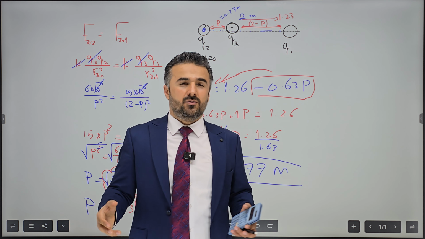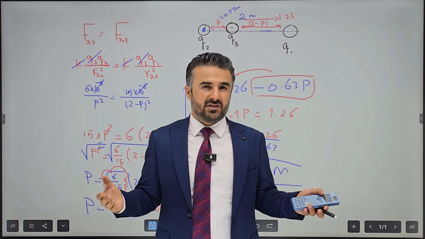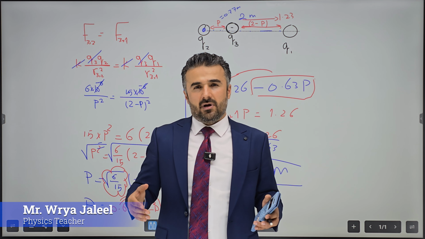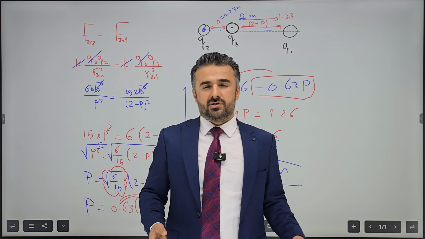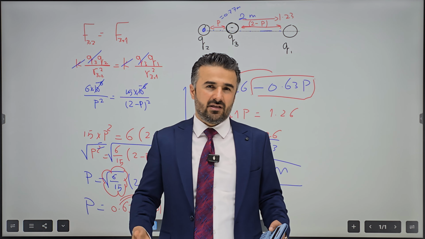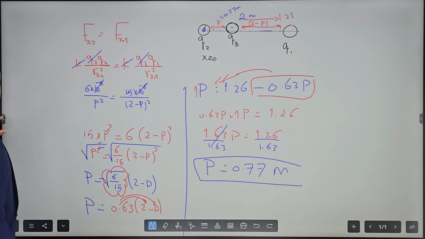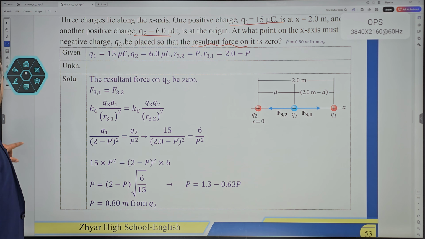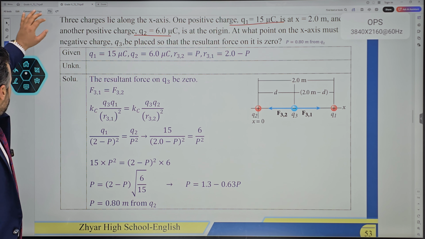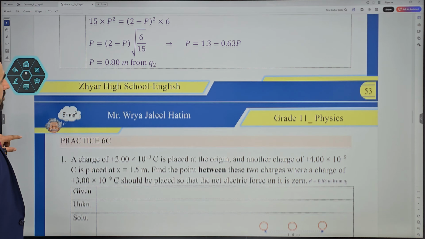When you do the second step, just write that these two forces are equal in magnitude and opposite in direction. So just equalize them: F32 is equal to F31 here. Now just write their equations, cancel, simplify the equations, and then the rest is just simple math. So the answer is about 0.877, but if you round it up, that'll be 0.8, of course, from Q2 here.